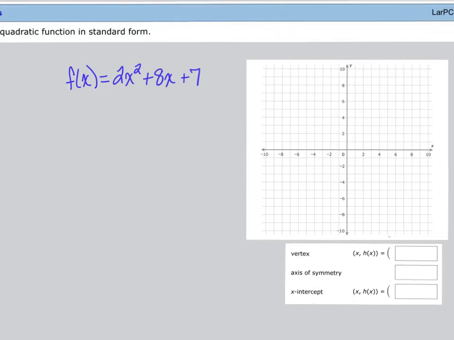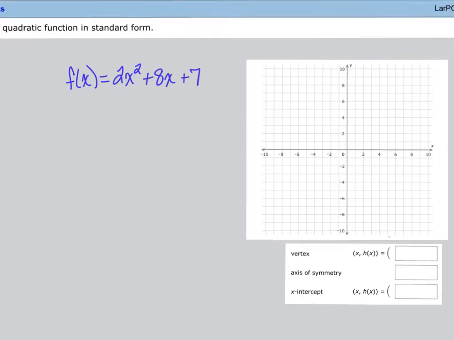Okay, so here we go. Write the quadratic function in standard form. Now, you may think of standard form as ax squared plus bx plus c. That is how I think of standard form. When we start talking about polynomials, that is how they are going to define standard form. But when we are talking about quadratics, when they say standard form, they mean vertex. They want us to do it in the vertex form.